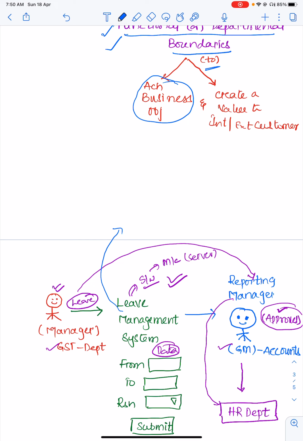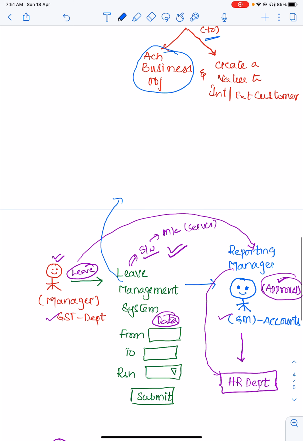The business objective of leave management system is to automate the leave management process. Or else, if you don't have these systems or software, you have to take a piece of paper, write a leave letter, and get it signed by your general manager accounts. Let us assume he goes for a meeting or for lunch, you have to wait till he comes. Once you take the signature, you have to submit the leave letter to the HR department, which is very, very difficult. So we want to automate that, that is the business objective.